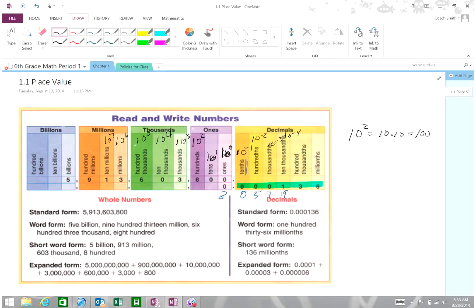Now, for their expanded form, they're just going to take each place value, like here, this number here, 5 billion. Large number, 5 billion. Well, they write it in word form. It's right here: 5,913,603,800. You will notice in there's no and.